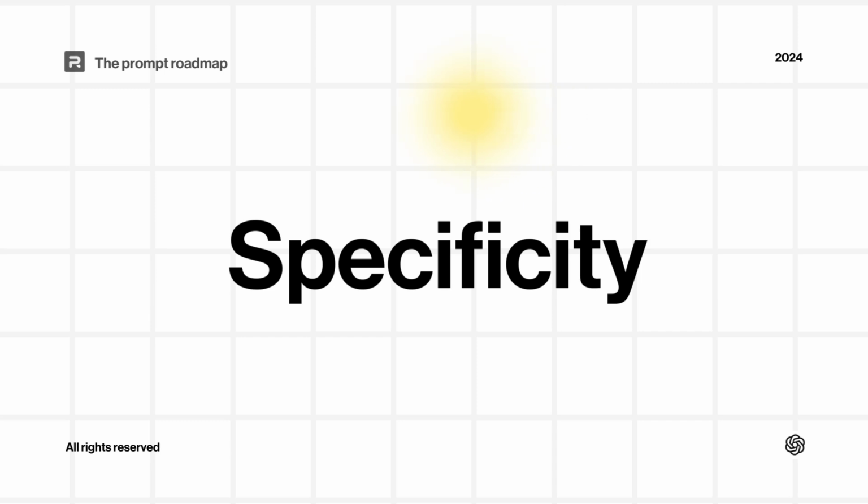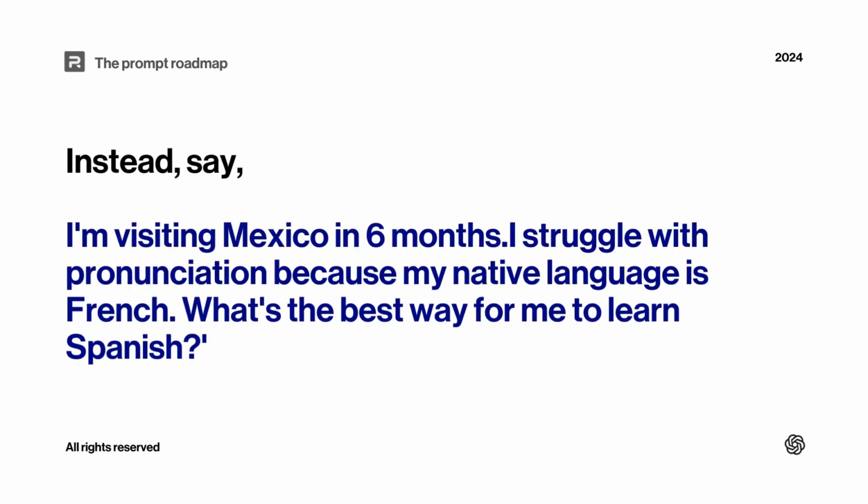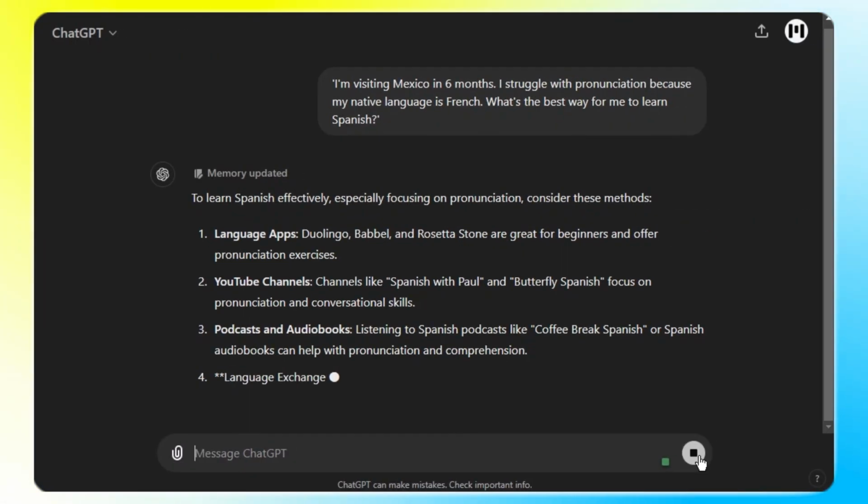Number 2, specificity, meaning be specific with your prompts. For example, if you want to learn Spanish, don't just ask "what's the best way to learn Spanish?" Instead, say "I'm visiting Mexico for 6 months. I struggle with pronunciation because my native language is French. What's the best way for me to learn Spanish?" This gives the AI more details to work with.